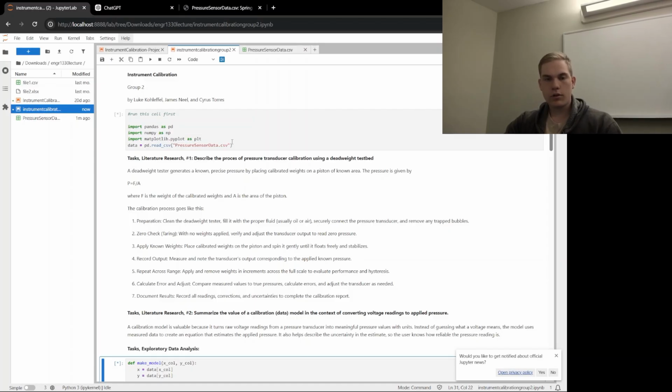For the second part of the task, we find that a calibration model is valuable because it turns raw voltage readings from a pressure transducer into meaningful pressure values with units. Instead of guessing what the voltage is, the model uses measured data to create an equation that estimates the applied pressure. It also helps describe the uncertainty in the estimate so the user knows how reliable the pressure reading is.